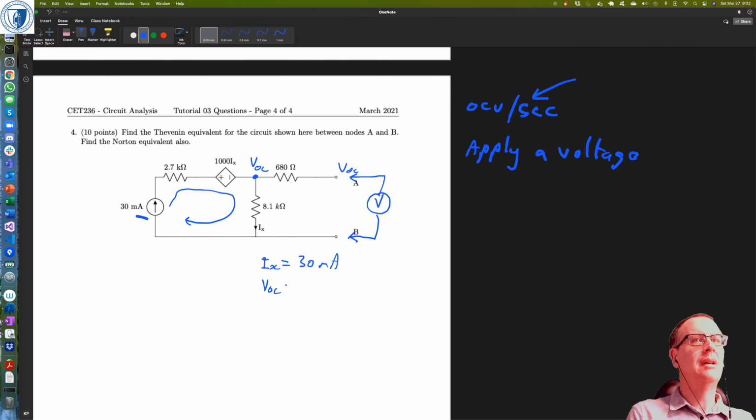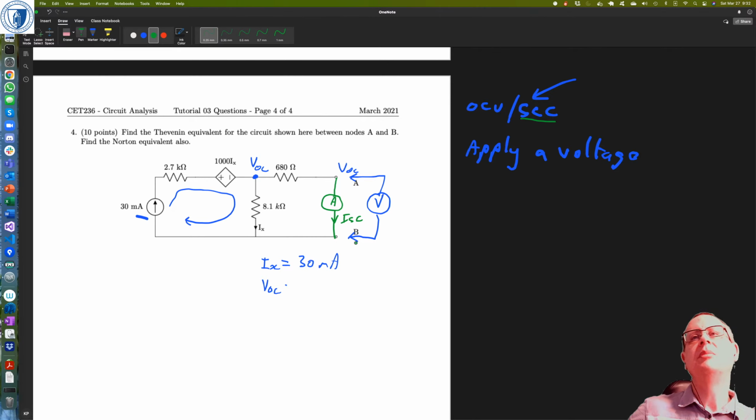Okay? That's the first, it's the start of it. And then the other one, the short circuit current, you put an ammeter in here, which means you've got a short circuit across the terminals, and the aim is to figure out what ISC is.